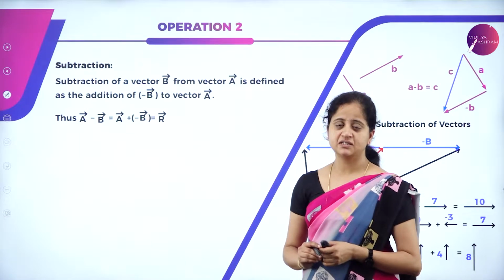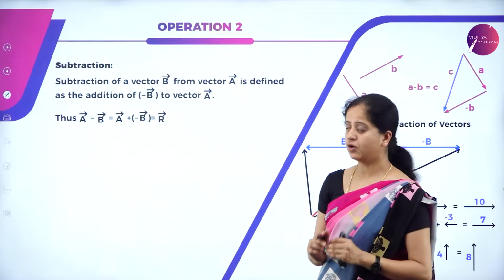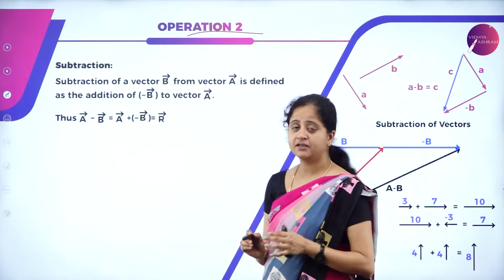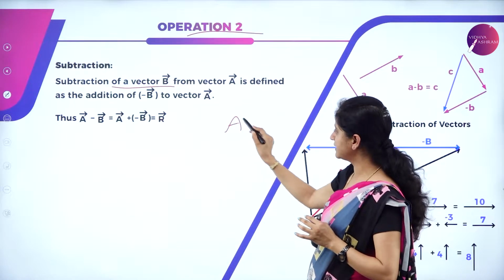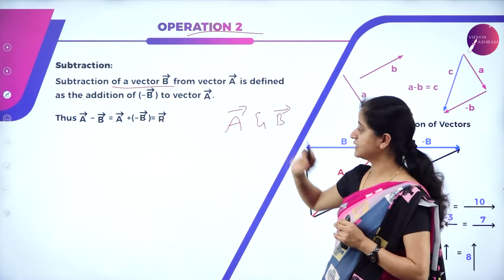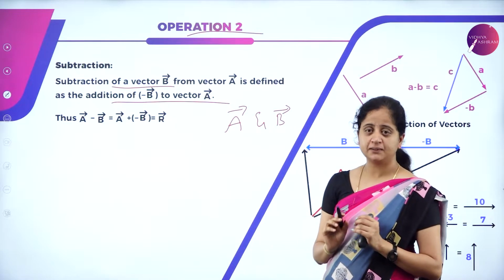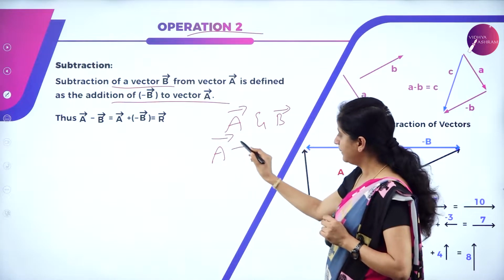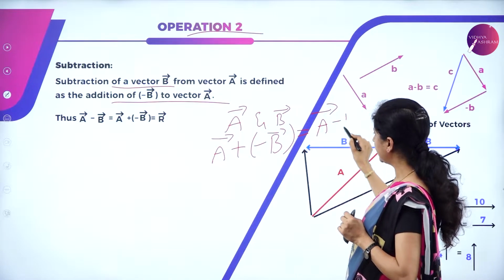So far we have discussed the vector operation, that is addition of two vectors. Let us now move on to the second operation, that is subtraction. How to subtract a vector? Suppose we take two vectors a and b. Subtraction of vector b from vector a is defined as addition of minus vector b to vector a, which means a plus minus vector b is equal to vector a minus vector b.